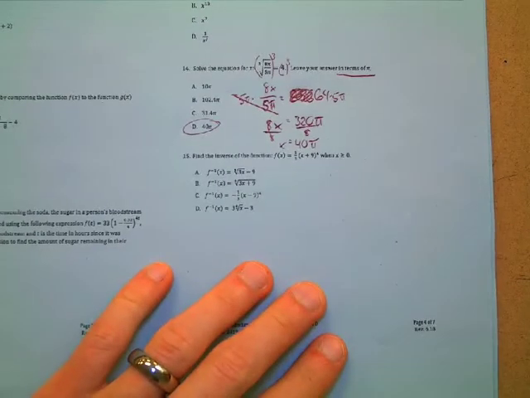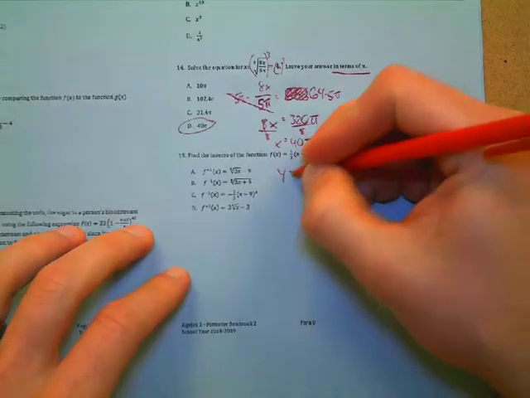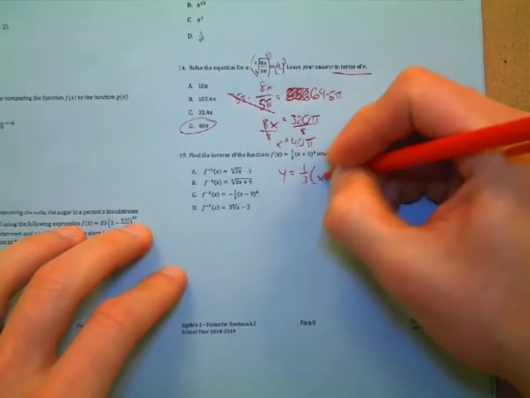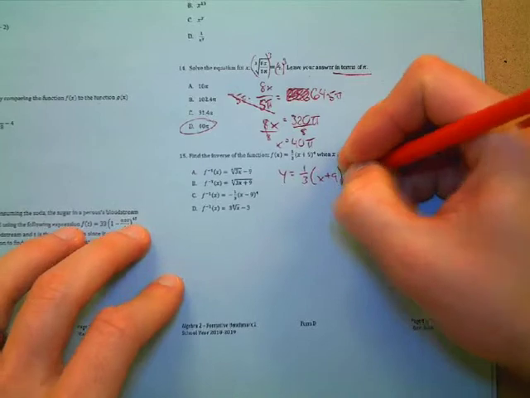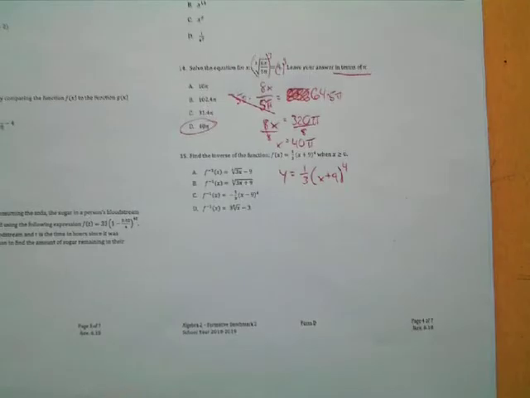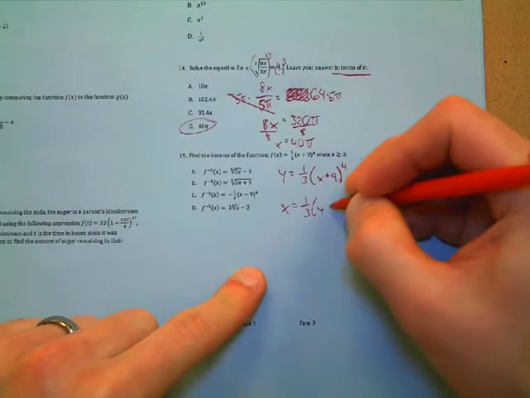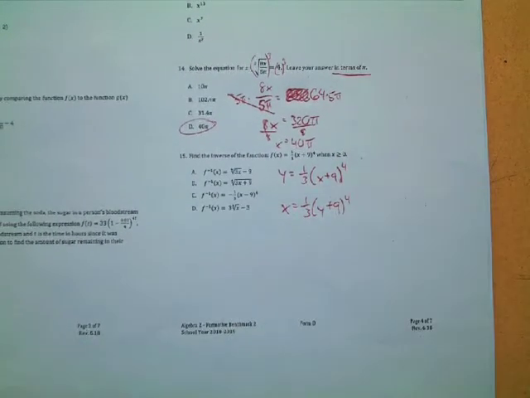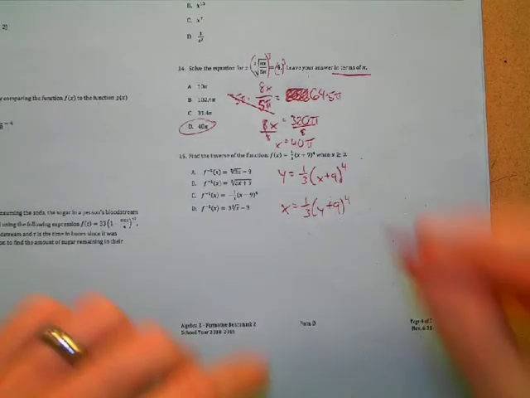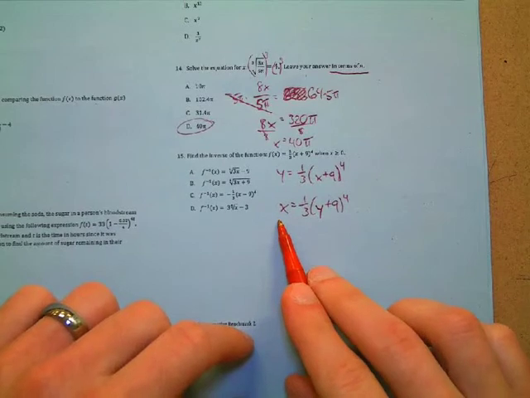I want to do 15 as well because this is an inverse problem, right? So to find the inverse, instead of f of x, I'm going to write y equals 1/3 x plus 9 to the 4th. Okay? To find an inverse, what do we do with our x's and our y's? Swap them. So it'll become x equals 1/3 times y plus 9 to the 4th. But we're not done yet because now we need to solve for what variable here? Well, it's already solved for x, so we really need to get the y by itself here.